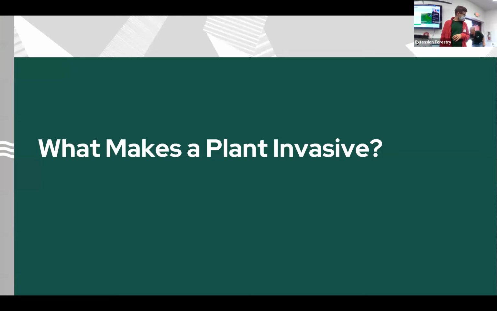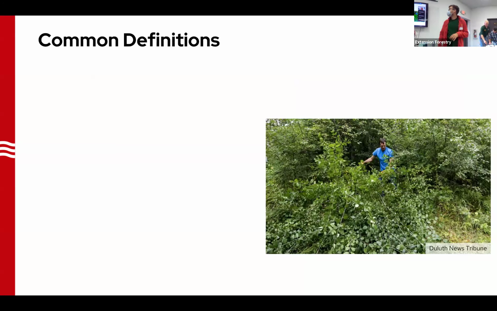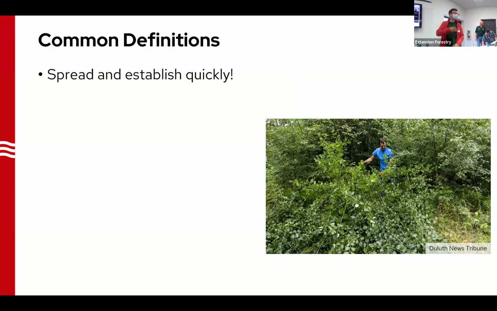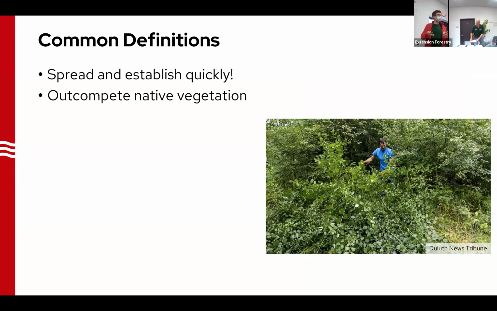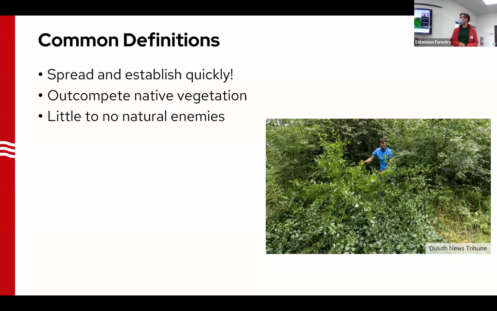So first topic, what's going to make a plant invasive? So oftentimes plants are introduced onto the North American continent, typically from Europe or Asia. Sometimes they don't really pose a problem. We kind of see them in the background. Other times they're going to spread and establish very, very quickly. So that's a key definition, common characteristic for these invasive plants. They have a tendency to outcompete native vegetation. Because they are spreading, they're growing so rapidly, they're actually causing a lot of beneficial native species to decline over time. So they're kind of outcompeting them in most forested settings.